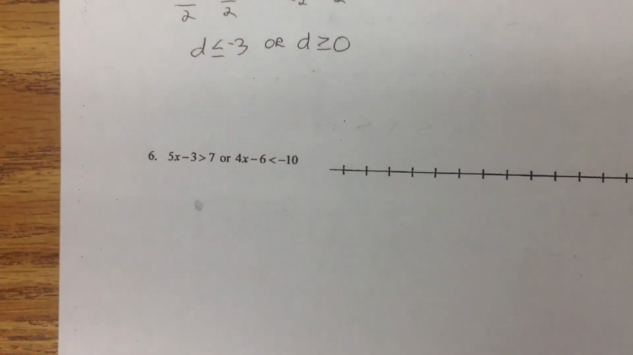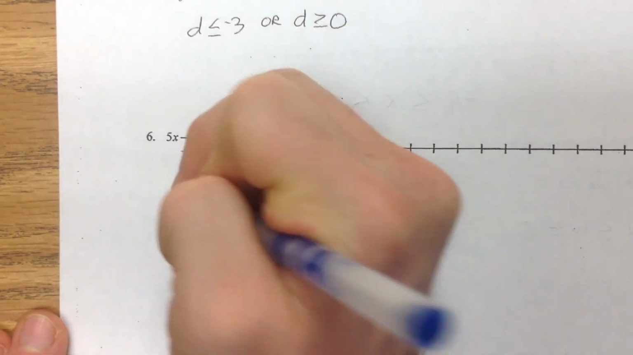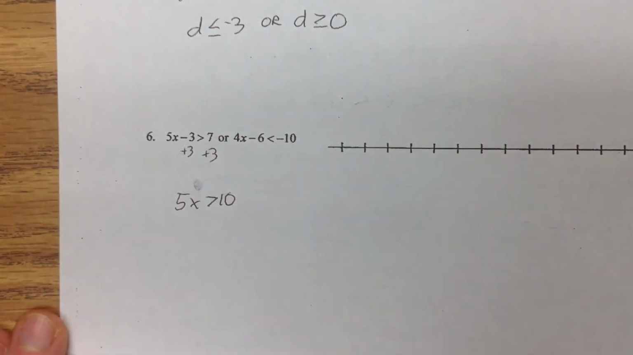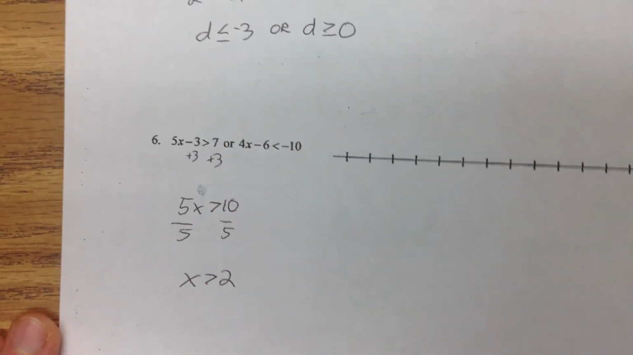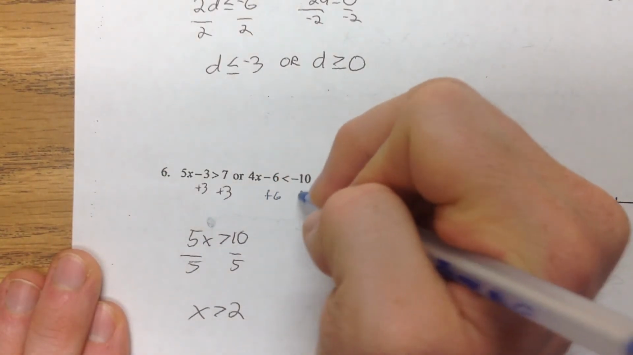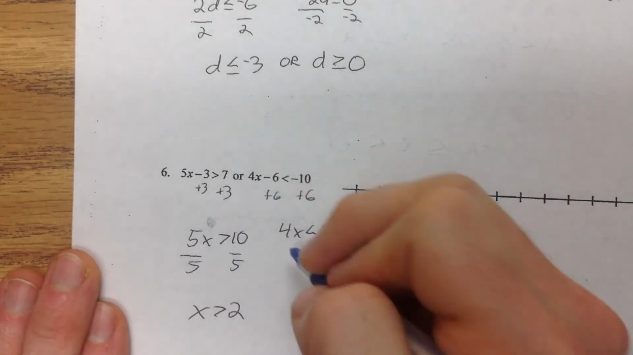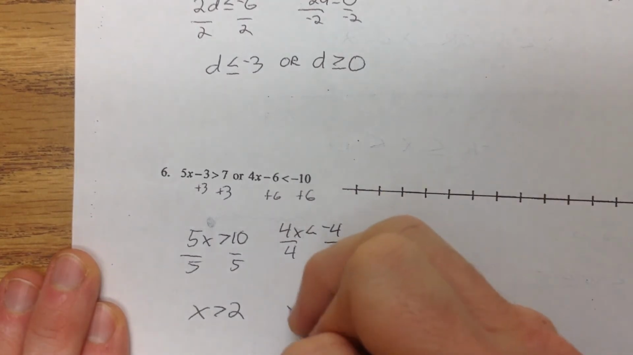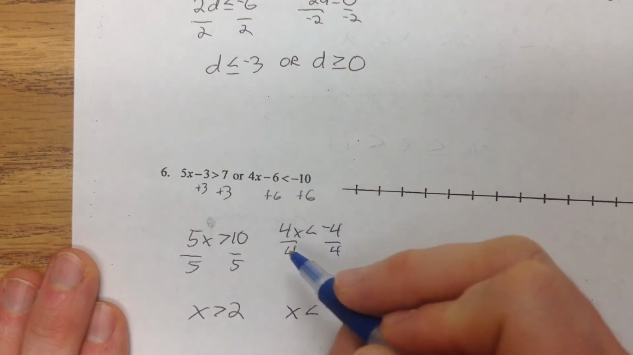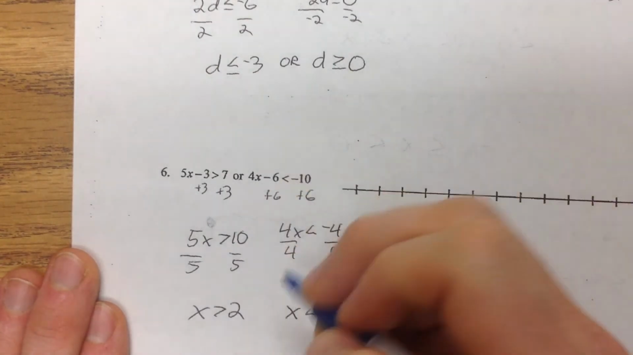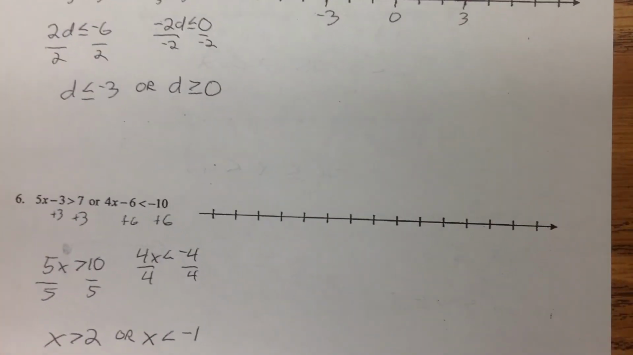All right, let's try this one down here. Again, just solve them one at a time. Plus 3, 5x is greater than 10. Divide by 5, x is greater than 2. Go over and do the other one. Plus 6, 4x is less than negative 4. Divide by 4, x is less than negative 1. Notice I didn't flip here because even though there was a negative, I was dividing by a positive, so it stayed a less than. So these are my two solutions: x is greater than 2, or x is less than negative 1.